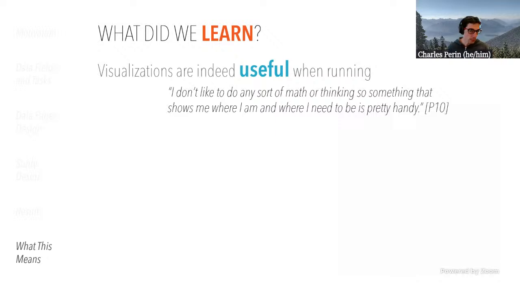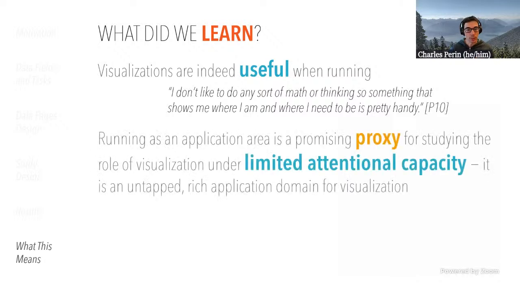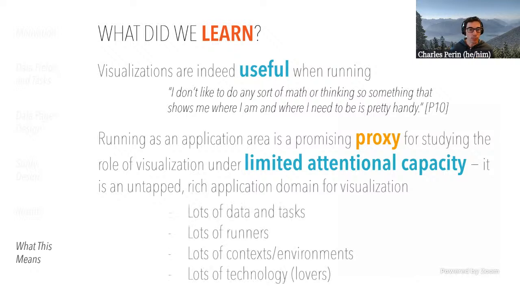That being said, the need for visualization is both task dependent and context dependent, and sometimes numbers are more than enough. Most interestingly, running is a promising application area to study the role of visualization under limited attentional capacity. There is lots of data and tasks, lots of runners, lots of context, and runners really love technology. We also found through this research that as a field, we have little knowledge and history of conducting this kind of realistic studies, and there is a clear opportunity to develop new methodological frameworks there.